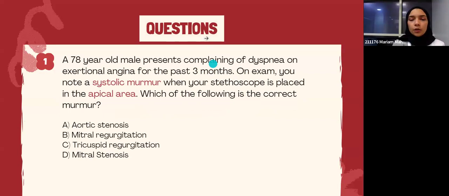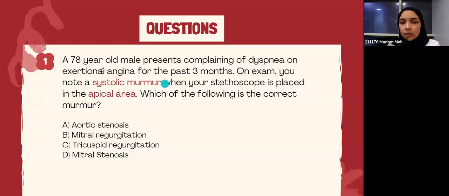Yeah. So now for the questions. A 78-year-old male presents complaining of dyspnea on exertion and angina for the past 3 months. On exam, you note a systolic murmur when your stethoscope is placed over the apical area. Apical is the same as the mitral area. Which of the following is the correct murmur?